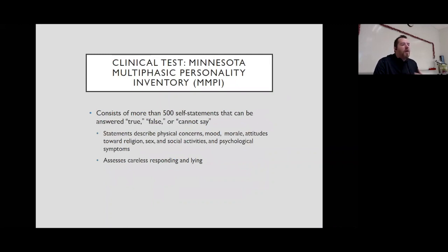So it's yes, no, true, false, cannot say. And it assesses careless responding and lying by giving you so many questions, 550, that by the end you just can't lie anymore. You just can't remember unless you start digging back through your old questions to match things up. You can't remember what you answered to number 17 when you're on number 342.